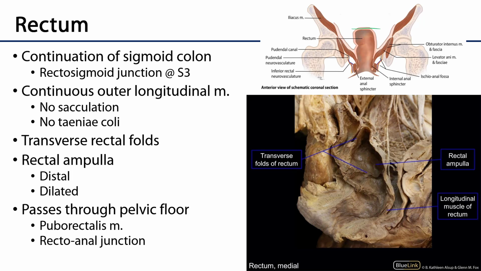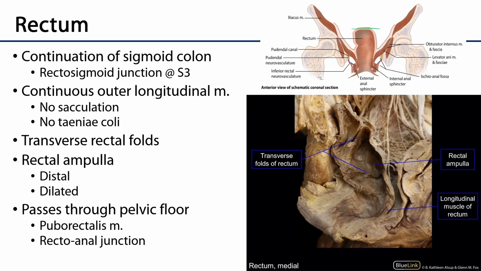So we see haustra. Whereas in the rectum, that outer longitudinal layer of muscle is contiguous all the way around. So there's no tinea coli, there are no haustra, so it's not sacculated whatsoever. It's going to have more of a smooth appearance from a serosal view.